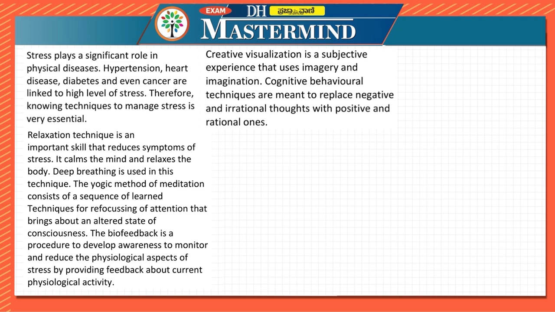Okay, I'm going very slowly here because we are understanding how to solve the questions rather than rushing through. So, stress plays a significant role in physical diseases. Hypertension, heart disease, diabetes, and even cancer are linked to high stress levels. Therefore, they are concluding that knowing techniques to manage stress is very essential. That is, if you manage stress properly, the risk of these diseases will start to reduce. Okay, that is the first paragraph.